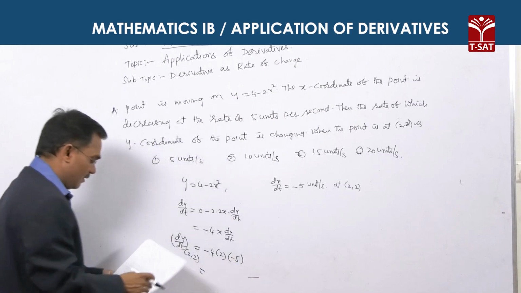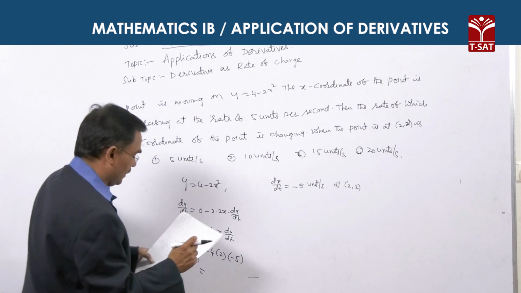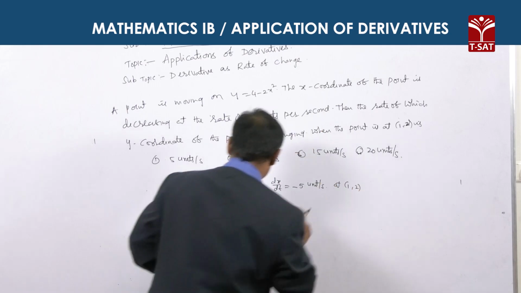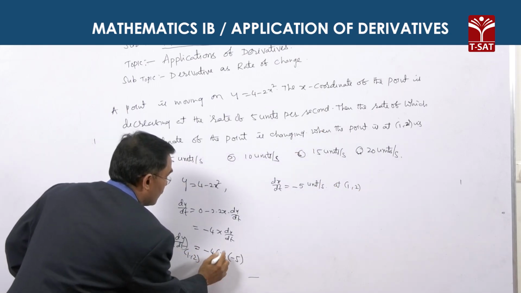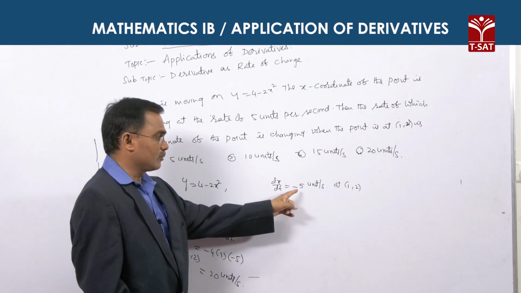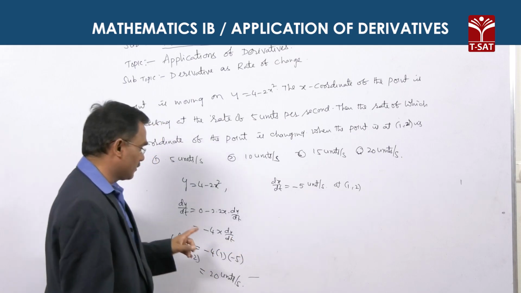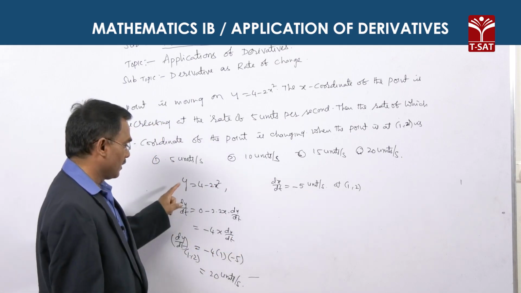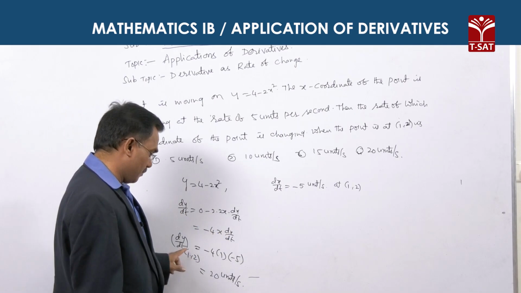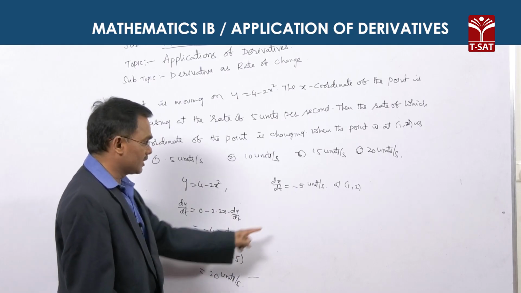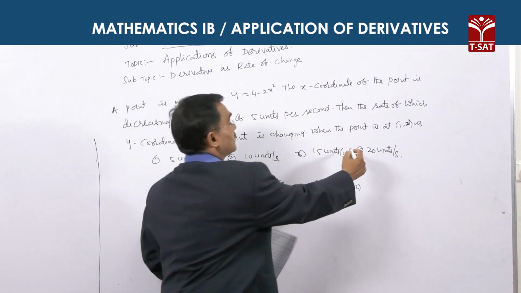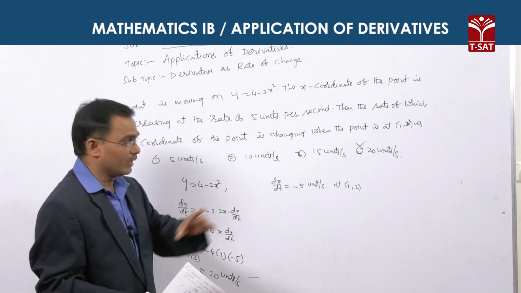So the x coordinate of the point is 1, so the point is (1, 2). Here the change of the y coordinate has the value 20 units. The change of the x coordinate, dx/dt, is minus 5 units per second at the point (1, 2). Then the change of the y coordinate at the same point: differentiate this, dy/dt is equal to minus 4x into dx/dt, and at the point (1, 2), x is 1 and dx/dt is minus 5. So simplify: 20 units per second. That's why the fourth answer is correct. The y coordinate is changing at 20 units per second.